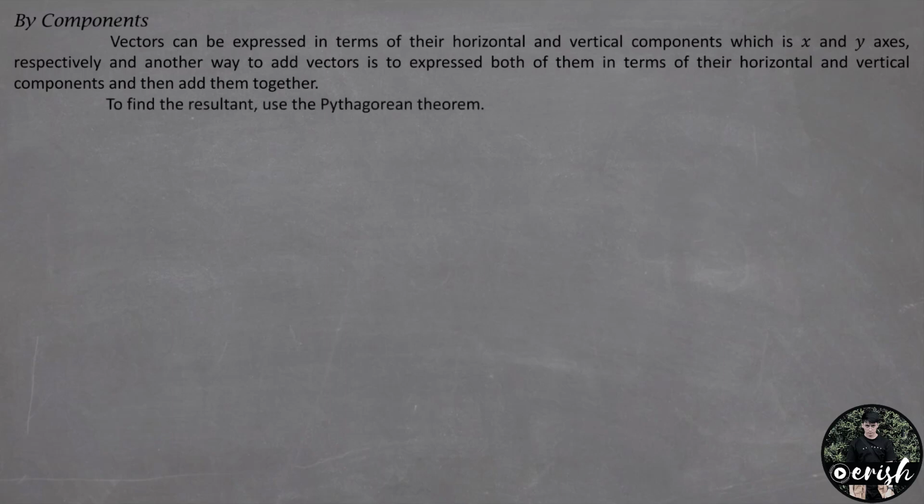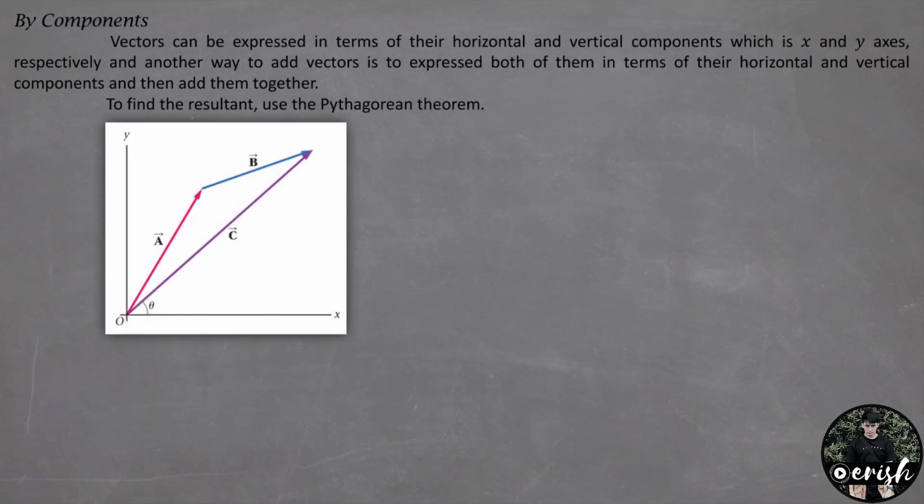To find the resultant using the components, gagamitan natin ng Pythagorean theorem. So going back to this figure, sinosolve natin yung vector sum. Paano natin masosolve yung vector sum using components? Say, ang value again ng vector A is 5 meters. Ang vector B natin is 4 meters. Vector A has an angle of 60 degrees.